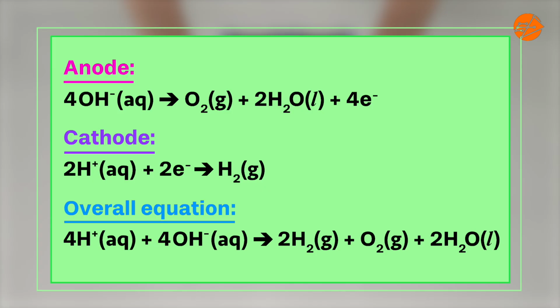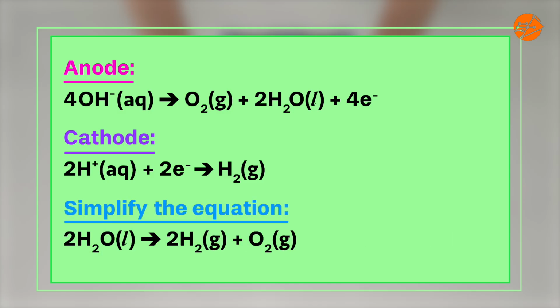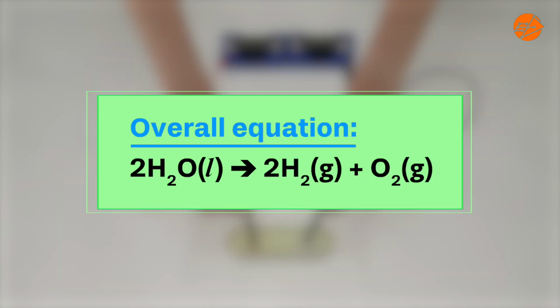From the reactions that occur at the anode and cathode, the overall equation is as shown. The equation can be simplified into this. From the overall equation, we observed that the ratio of hydrogen gas to oxygen gas produced is 2:1. Therefore, hydrogen gas produced at the cathode is more than the oxygen gas produced at the anode in a fixed time.